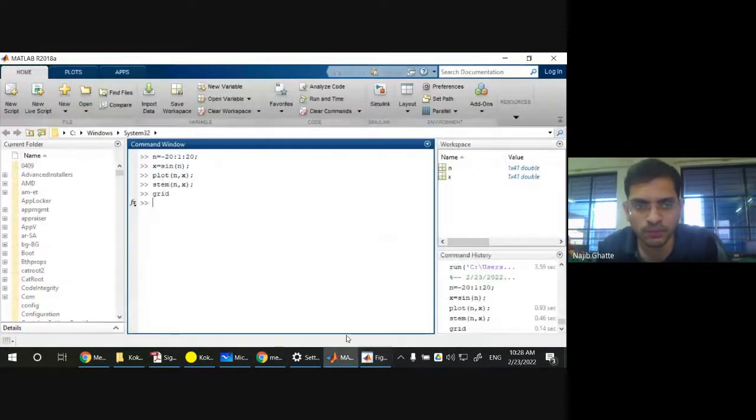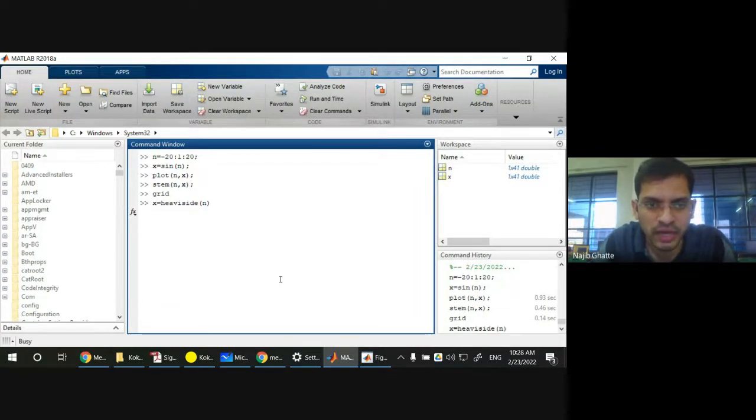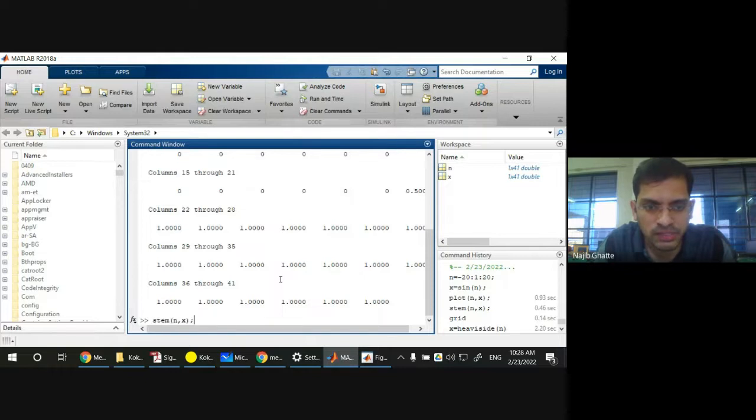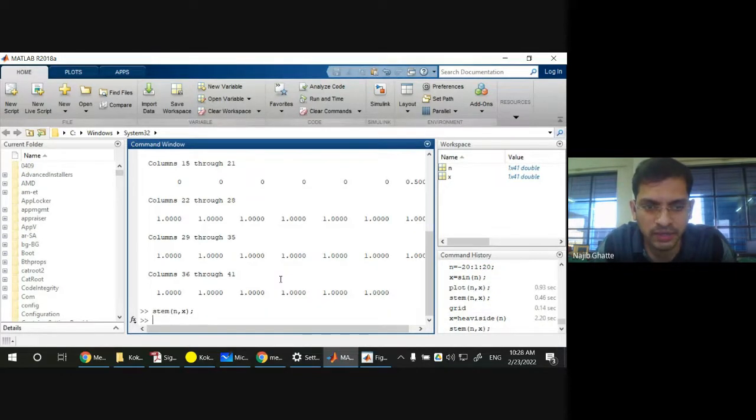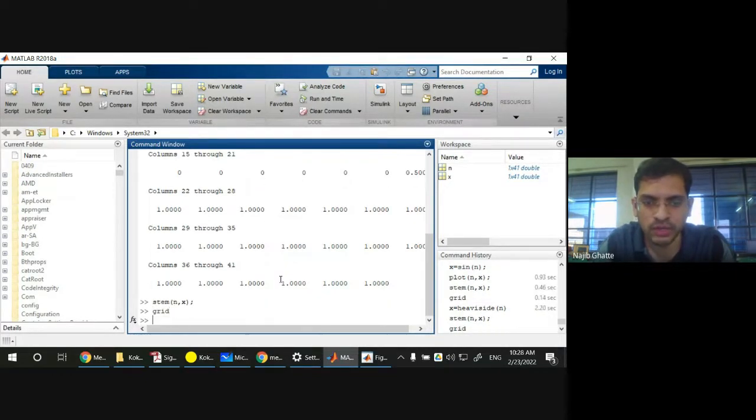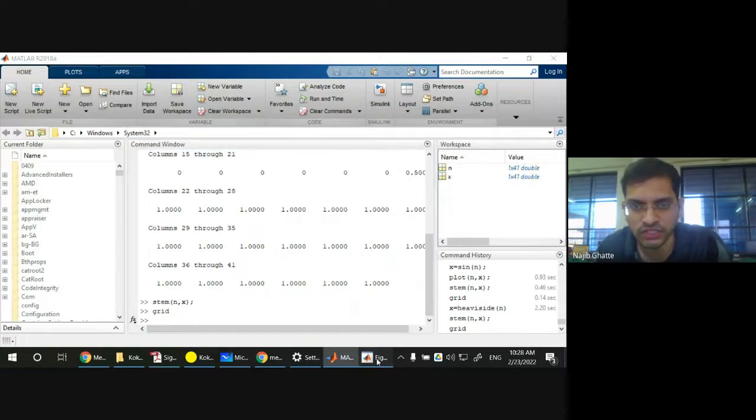If you want to plot the Heaviside function, just write over there x equal to heaviside of n, and then I simply write stem n comma x, and I keep my grid on. I'll show you how it will look like. This is the Heaviside function.